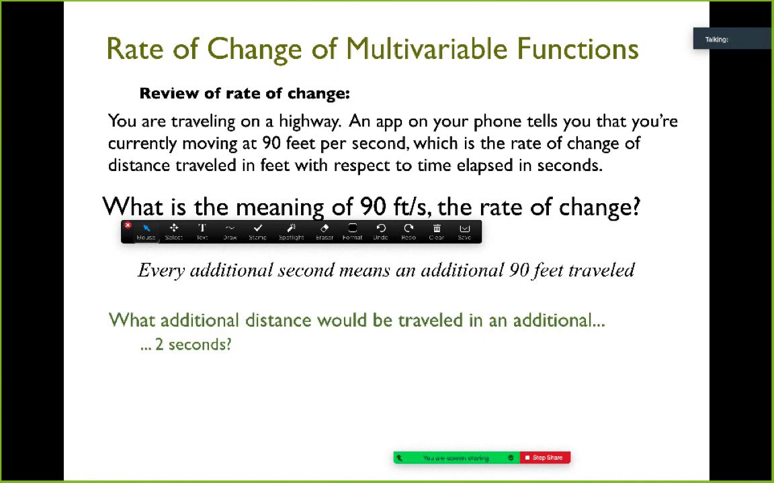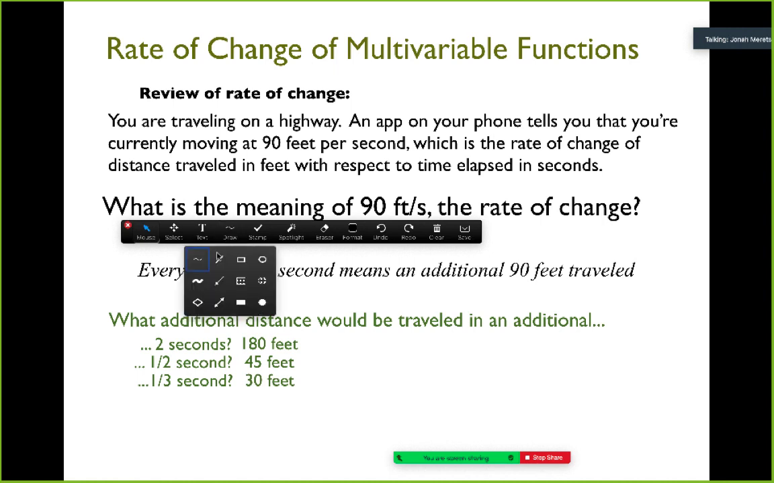It tells you how far you travel in 2 seconds, which is what? 180 feet. Doesn't it tell you how far you go in half a second? How far is that? 45 feet. It also tells you how far you go in a third of a second. 30 feet. And so what are we doing every time to figure out how many feet you go in that amount of time?